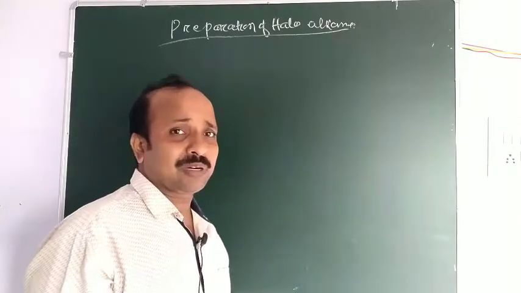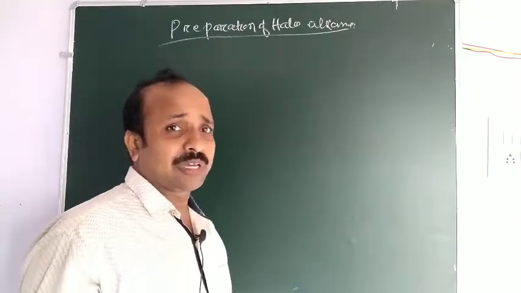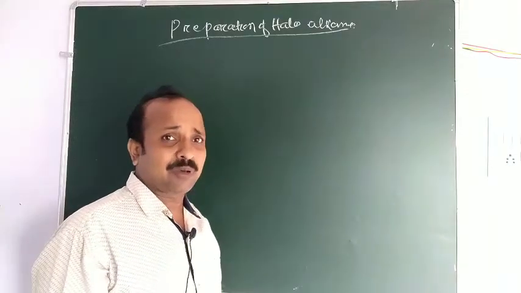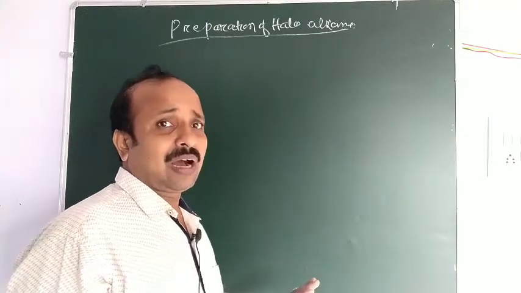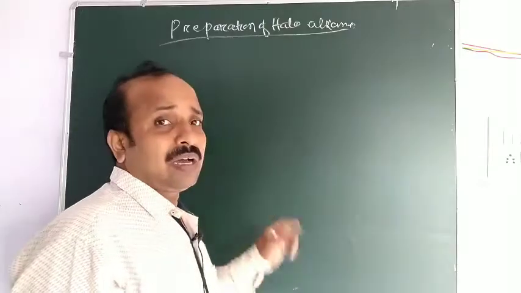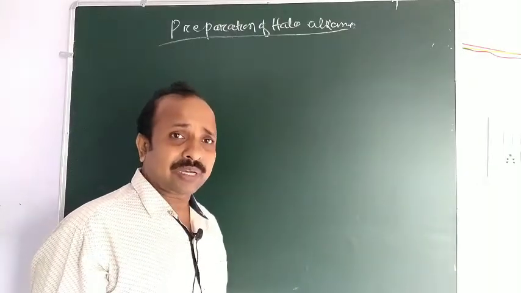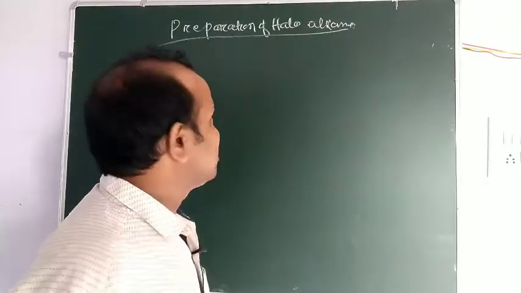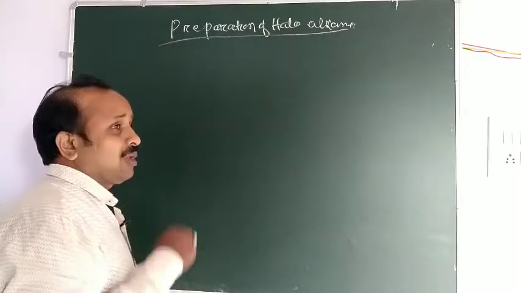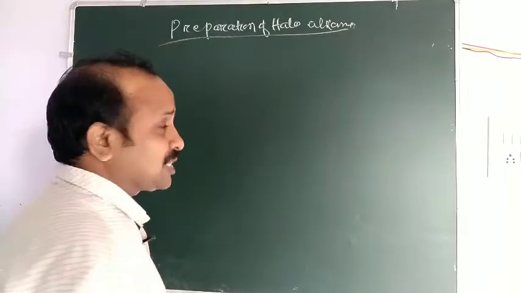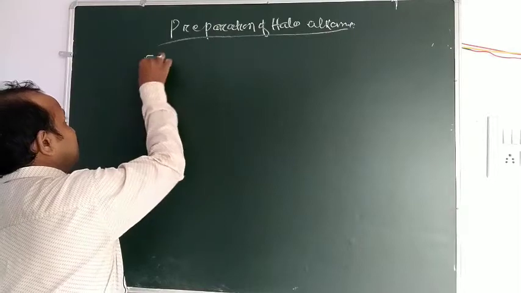Let us study about the preparation of haloalkane. In the last class we have already discussed how we can prepare haloalkane from alkane, alkene and alcohol. Today we read about how haloalkane can be prepared from the silver salt of carboxylic acid.